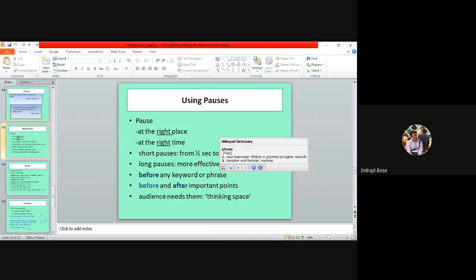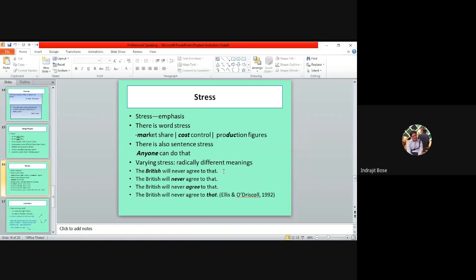So this is the thinking space given to the audience, and apart from pauses, the other important thing is also the stress that we put, or the emphasis that we put on certain words, phrases, and expressions. Now there is word stress, for example, market share, cost control, or production figures. There's also sentence stress, like anyone can do that, and varying stress radically altering the meaning.